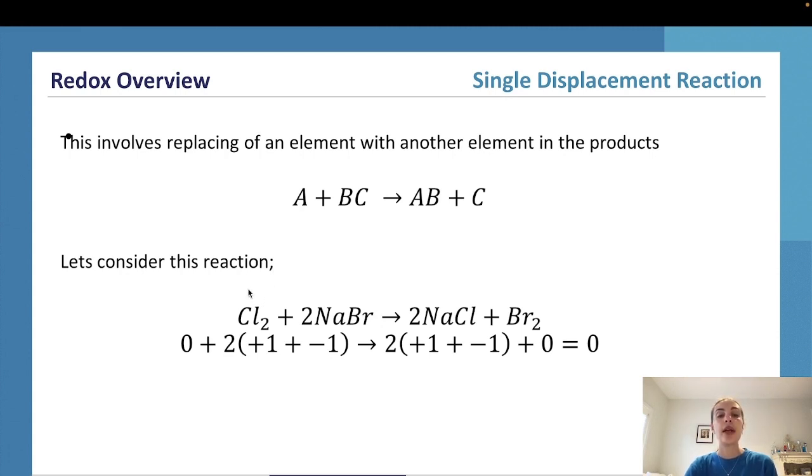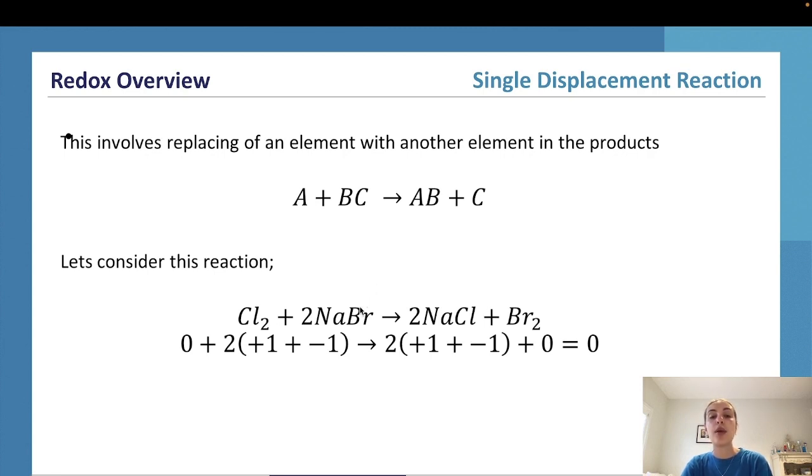So we've got the chlorine going from 0 to -1, so it's gaining 1 electron, and because it's gaining 1 electron, we can say that it is being reduced. And because it's being reduced, we can say that it is the oxidizing agent.